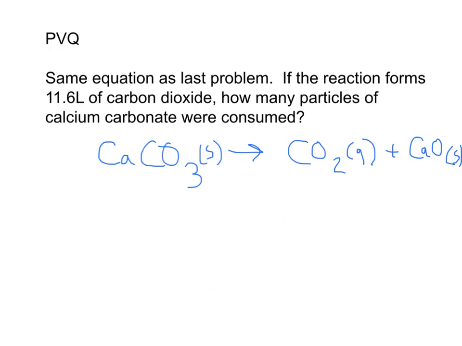So here's your PVQ. We're going to use the same equation that we had in the last problem, and I've rewritten the equation here. So we're given a volume of gaseous product. If we have 11.6 liters of carbon dioxide formed, the question is how many particles, so how many molecules of the calcium carbonate, or I guess they would technically be formula units because it's ionic, but how many particles of this are going to be broken down to give us this much carbon dioxide. So give that one a try, see what you get.